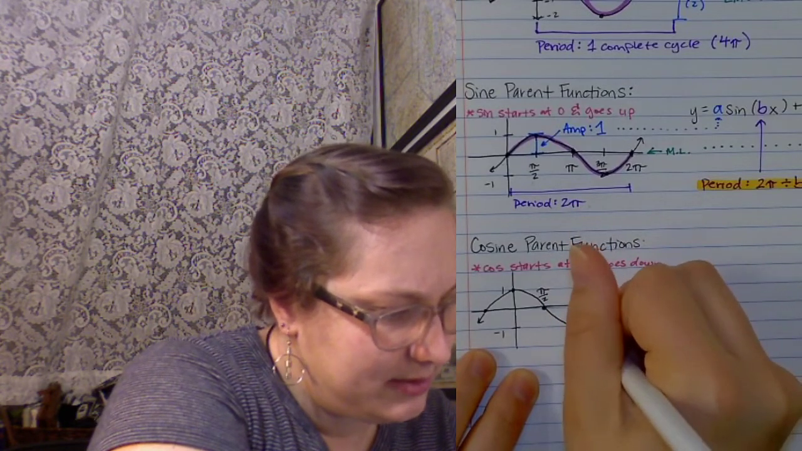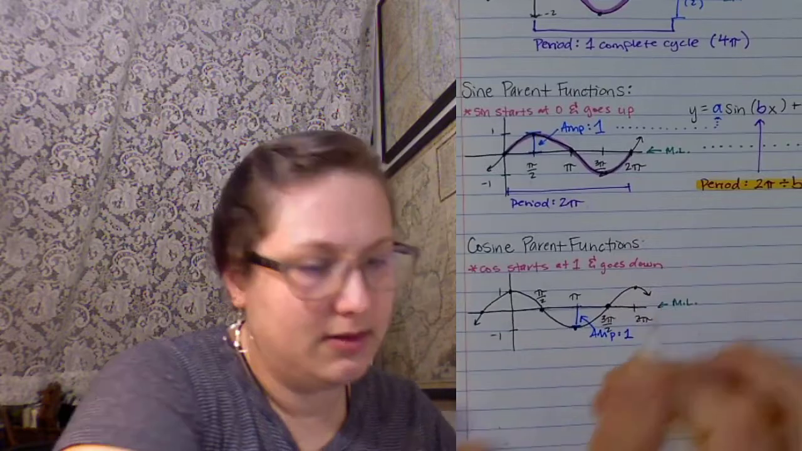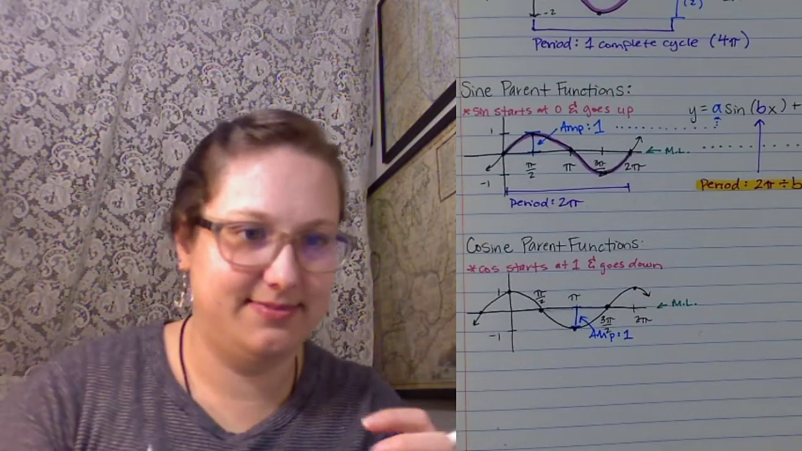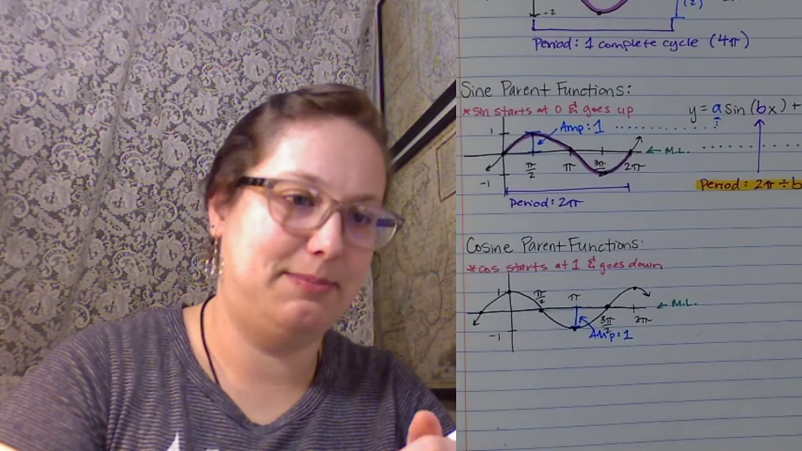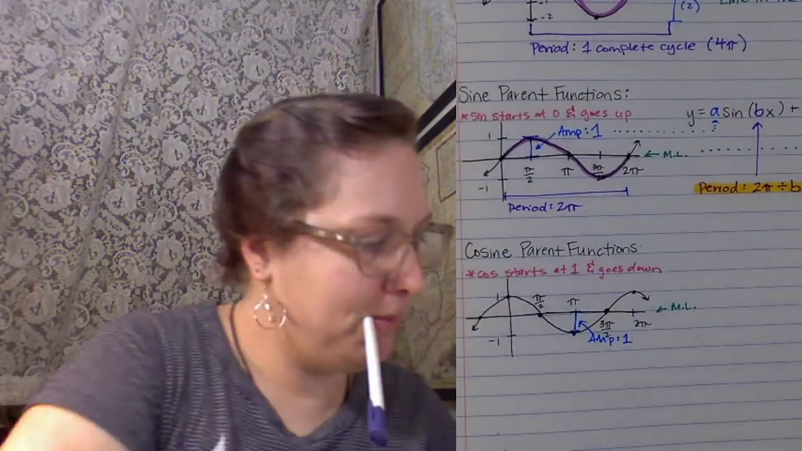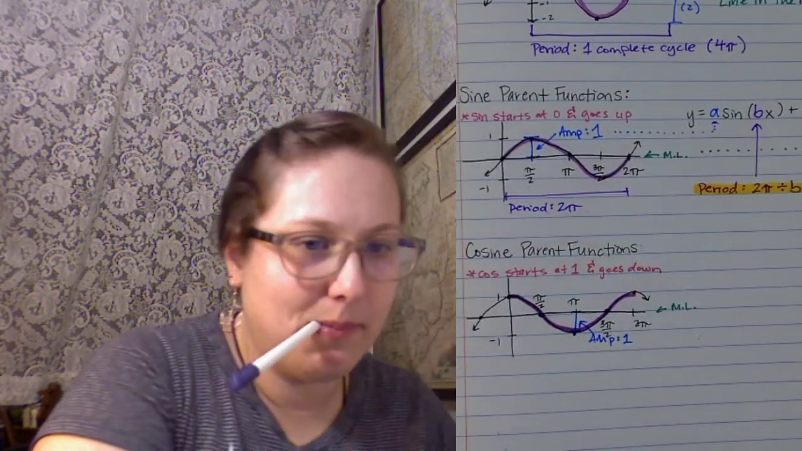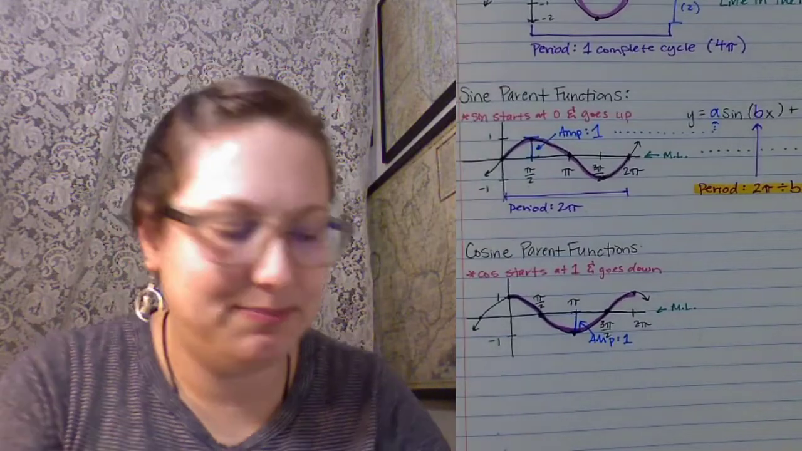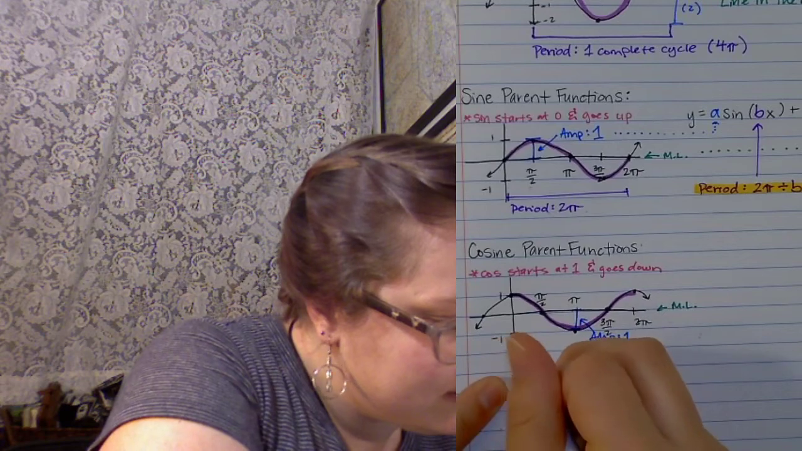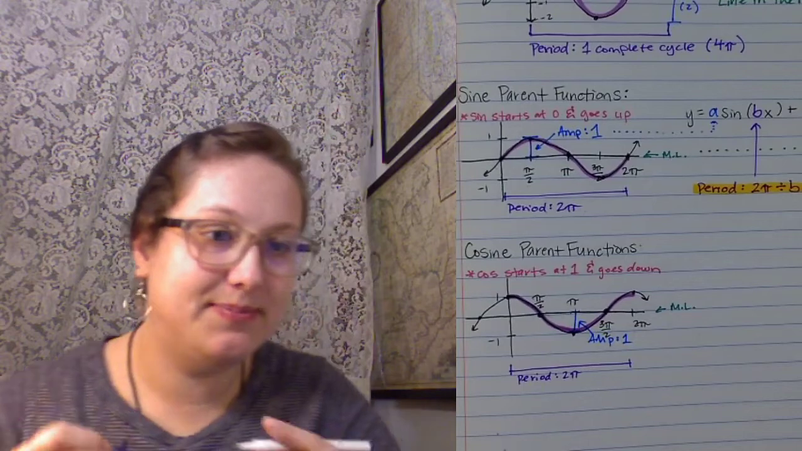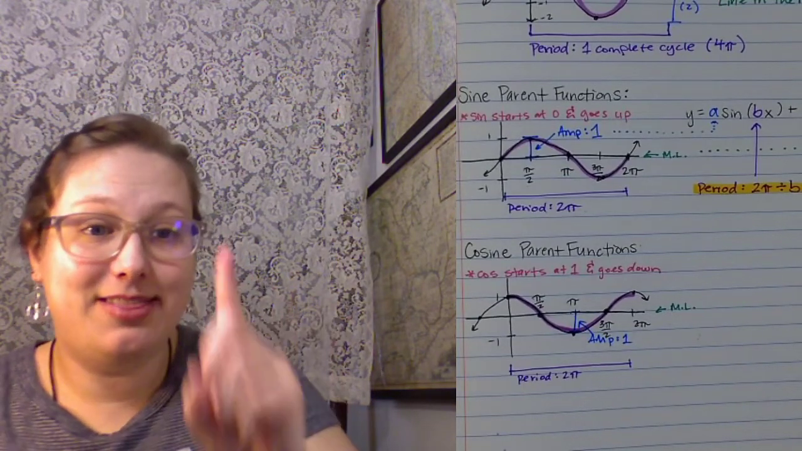Ooh, that's not how I spell amplitude. Hasn't changed. Period length. This one I can go mountaintop to mountaintop. Still 2 pi. Okay. And then there's only one thing that's about to change about the equation.